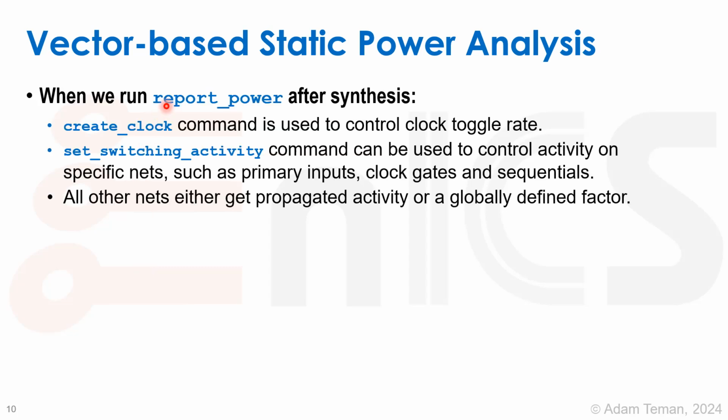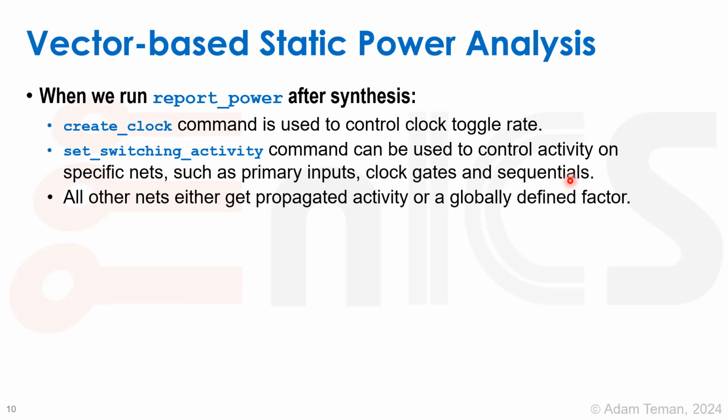After synthesis, we ran the report power command. And how did the report power command know what our power was? Well, it looked at the create clock command that we had in our SDC to control the clock toggle rate. So that was the frequency inside our power calculation. And there is a command called set switching activity, which can be used to control activity on specific nets, like primary inputs, how often we say they toggled on average, like 10% or 20%. Clock gates, how often they toggled or not.